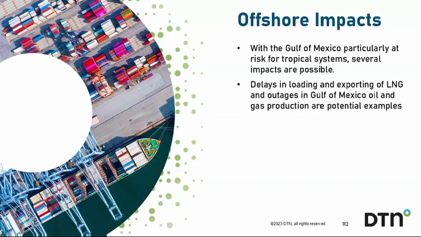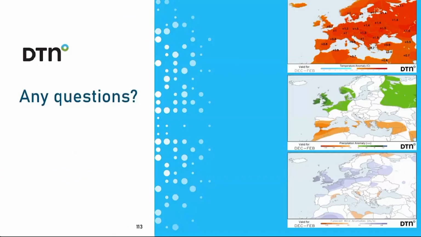Offshore, impacts possible on shipping and the oil industry across the Gulf of Mexico, and indeed on transportation across the Atlantic. Could be delays in loading and exporting, and perhaps slower passage across the Atlantic through the summer. So that's that. That is our forecast for the coming summer.